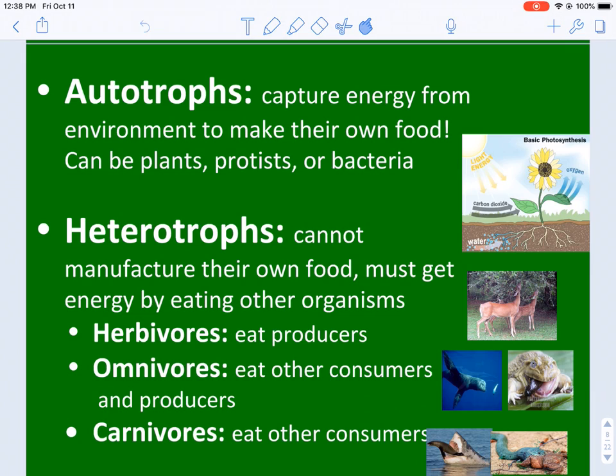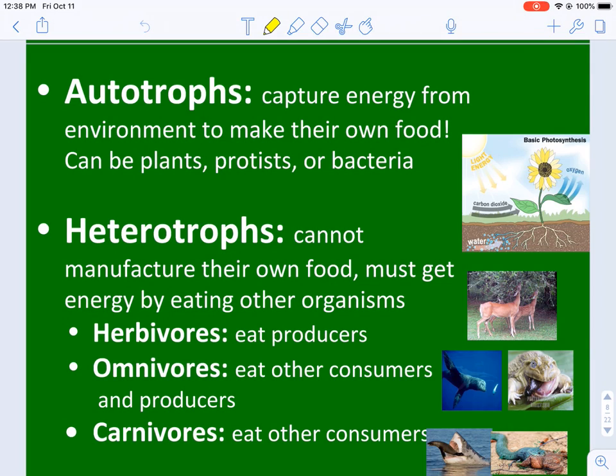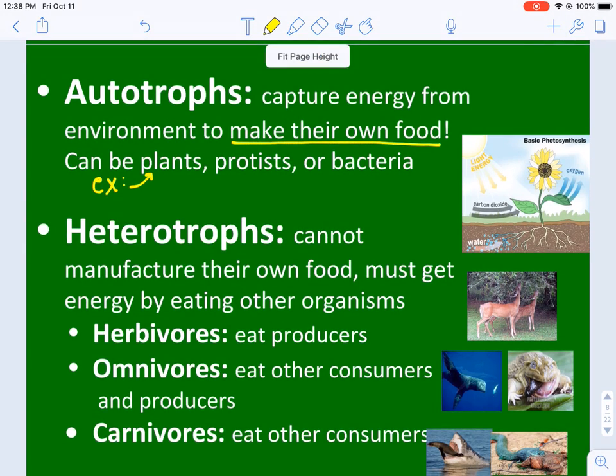Now let's look at the definitions. These definitions are long. You don't need to write this whole thing. Let's practice summarizing in our own words. Autotrophs capture energy from environment to make their own food. I would just write make their own food. Then I would write examples. Example, plants.